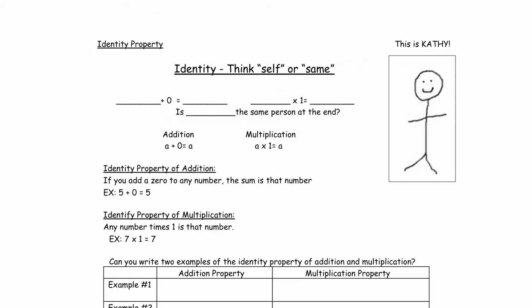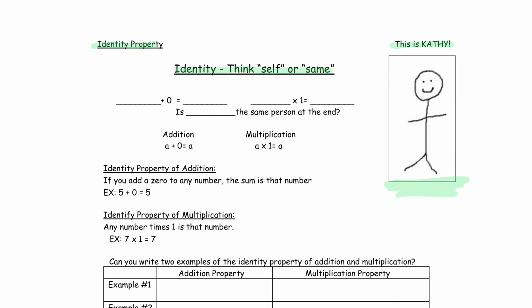The next property we're going to look at today is the identity property. When we think about identity, we think about self or same. So for example, this is Kathy. Kathy only has one identity. It's just her. So when we think about these properties, there are 2 identity properties: the identity property of addition and the identity property of multiplication.